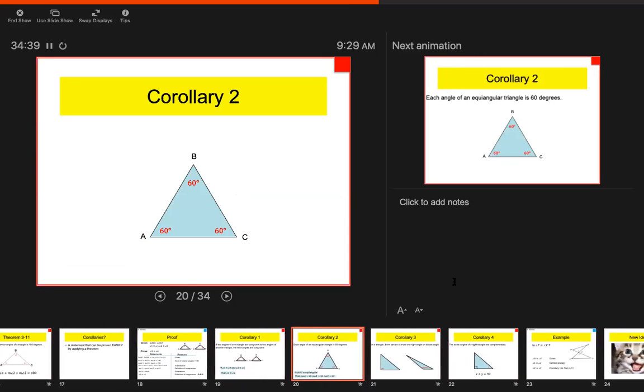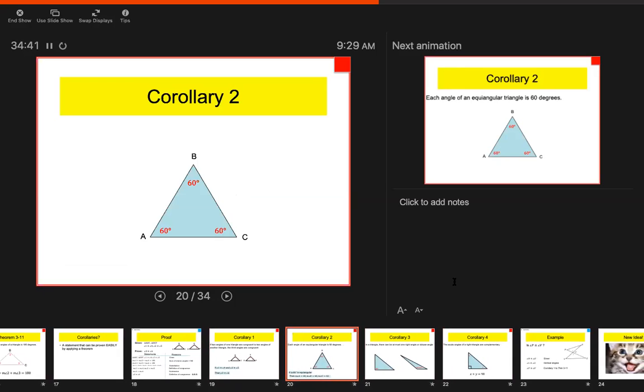All right, corollary 2 to theorem 3:11 says this. If it's an equal angular triangle, guess what each angle is? Therefore, it must be. Okay, true, but therefore the angle measurement must be. Prove it. Why? You can do it in like one step. Why does that mean that the angle has to be 60 degrees?